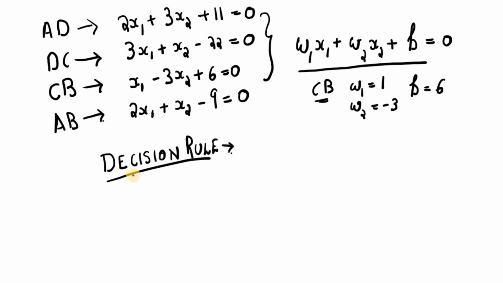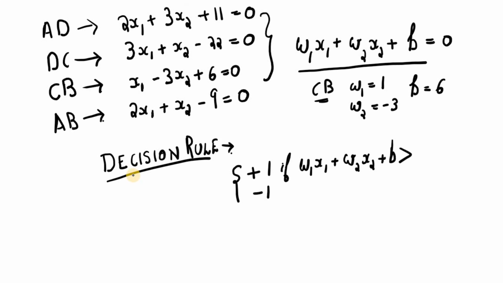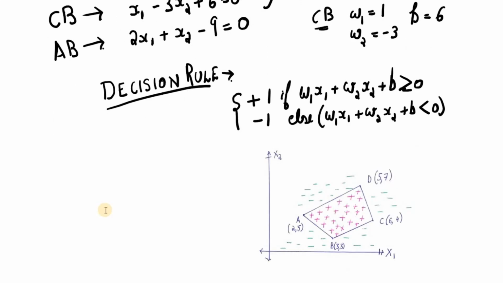We will establish the decision rule now, which states that the output will be equal to +1 or -1, and +1 will happen only if the value of w1 x1 plus w2 x2 plus b is greater than or equal to 0, and -1 else. And else is happening when the value of w1 x1 plus w2 x2 plus b is strictly less than 0. Now let's try to understand what this decision rule actually means.